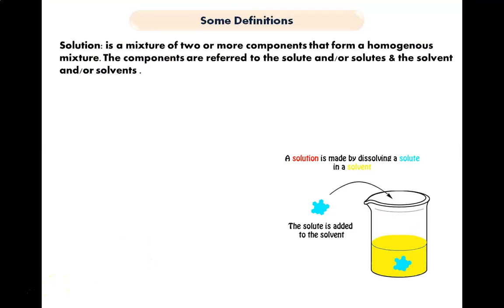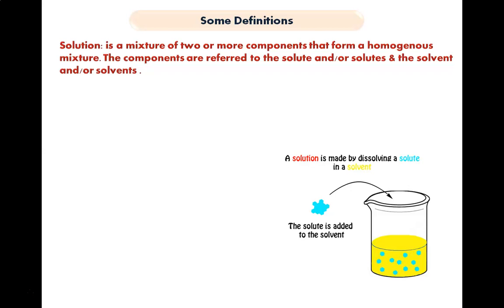Some definitions. The very first definition is solution. A solution is a mixture of two or more components that form a homogeneous mixture. The components are referred to as the solute or solutes, because there can be more than one, and the solvent or solvents. For example, with sugar and water, sugar will act as a solute and water will act as a solvent over here.